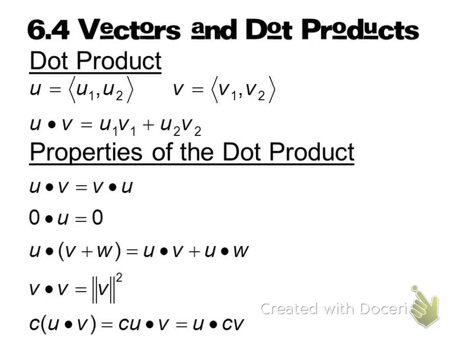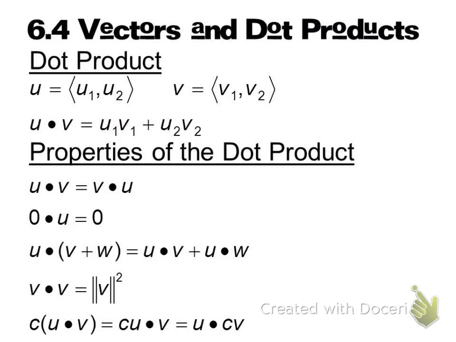The third property says that u dotted with v plus w means that we would dot vector u with vector w and vector u with vector v, and then we would add those two together. The fourth property says that v dotted with v is equal to the magnitude of v squared. So this is another way that we can find the magnitude of a vector, by doing the dot product of a vector with itself.